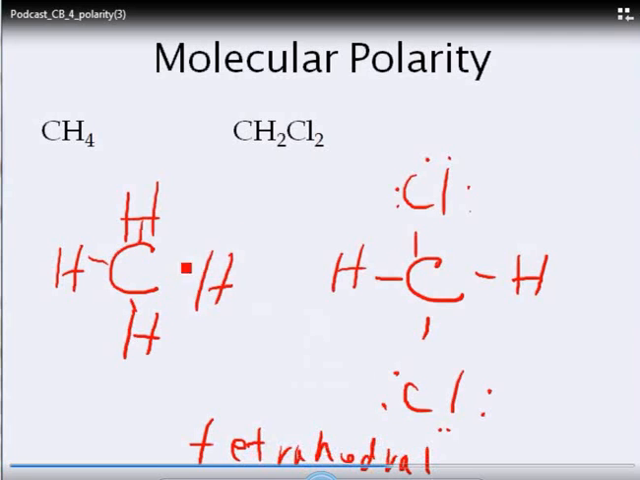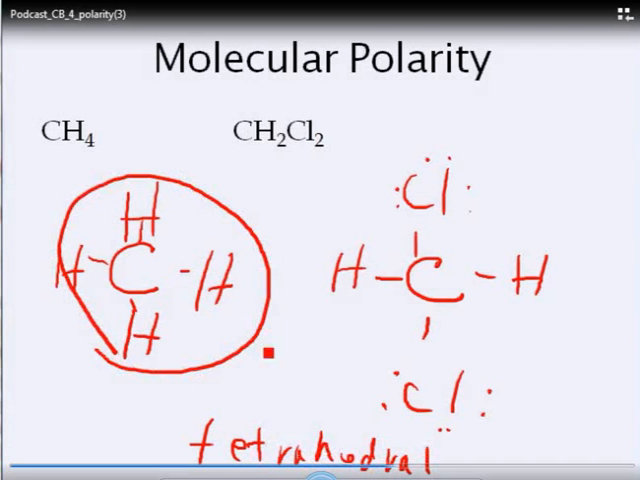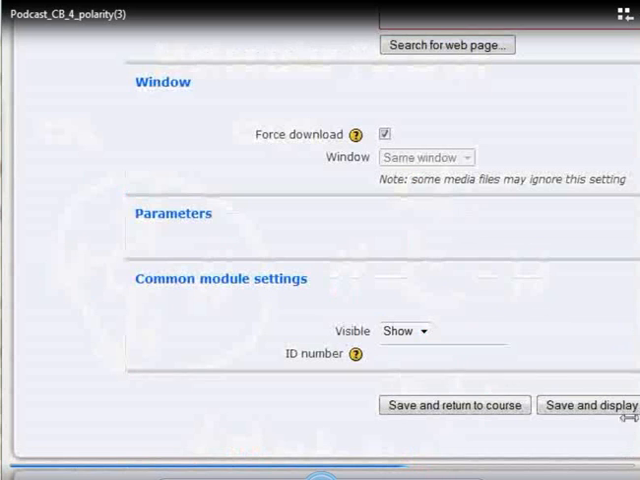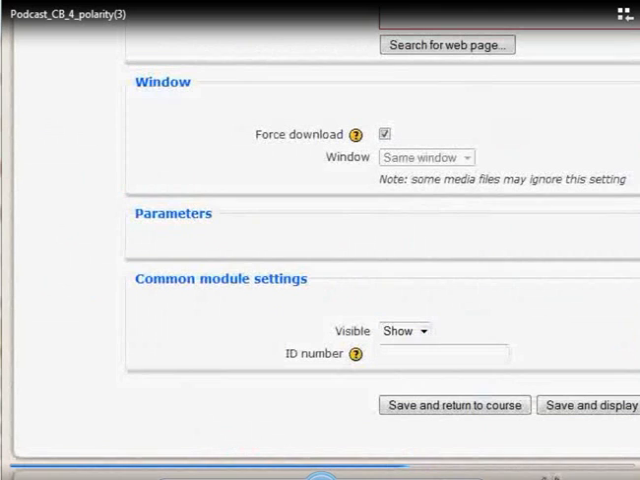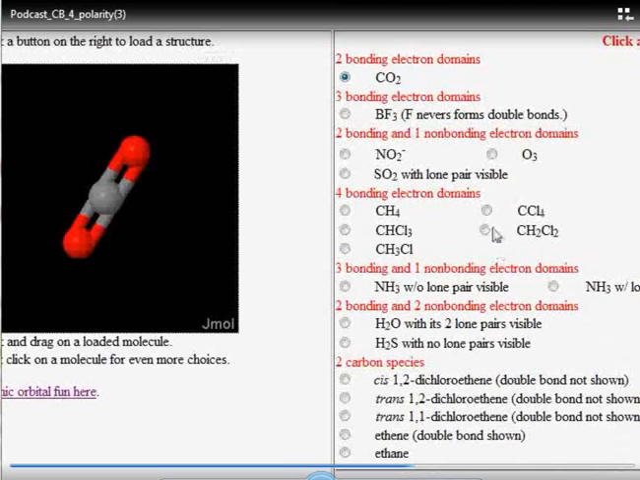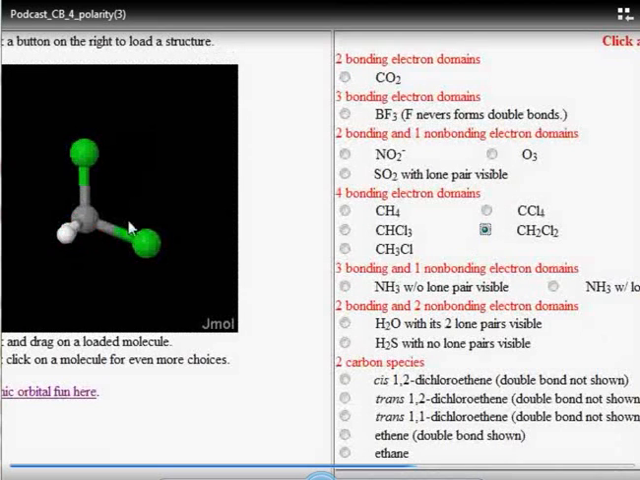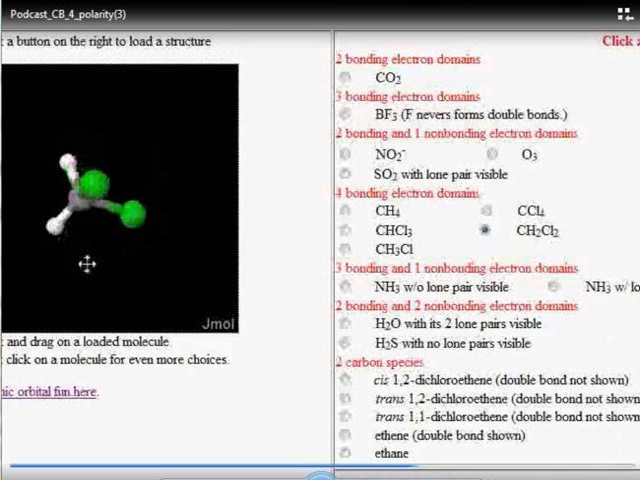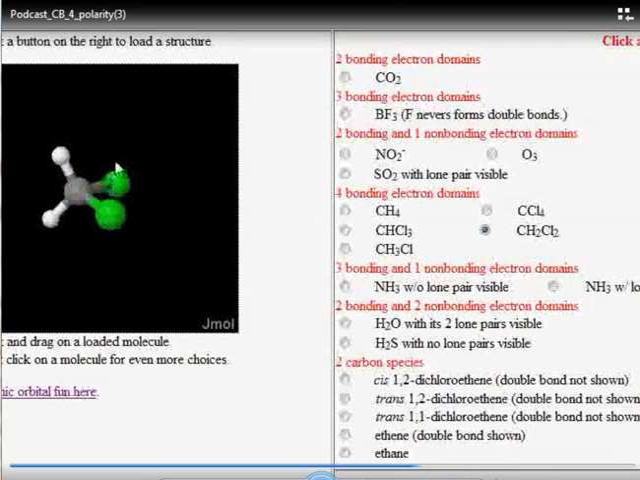In this case I have all the same atoms on the outside. In this case I have 2 chlorines and 2 hydrogens. Now you might look at this in 2 dimensions and say, looks pretty symmetrical, hydrogen on each side, chlorine on top and the bottom. But if we look at this here, this is what we have. This is CH2Cl2. And what you can see is the chlorines are much more electronegative than the hydrogens.